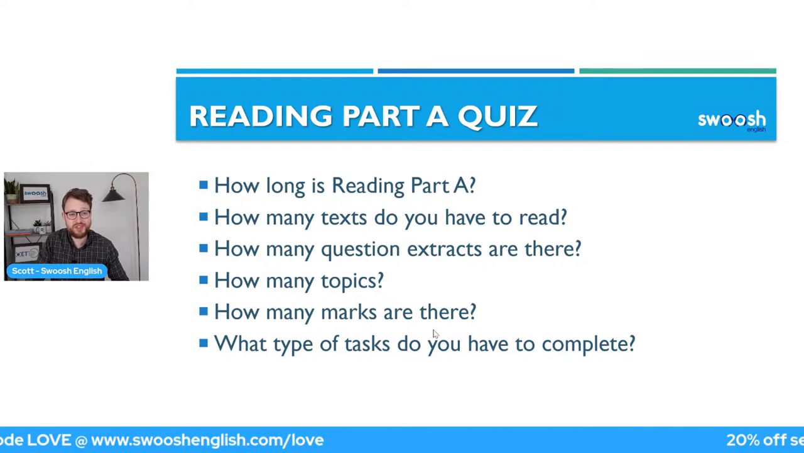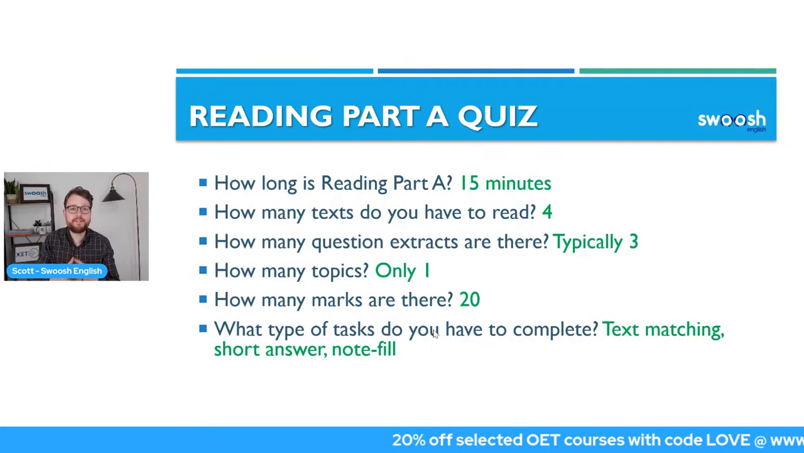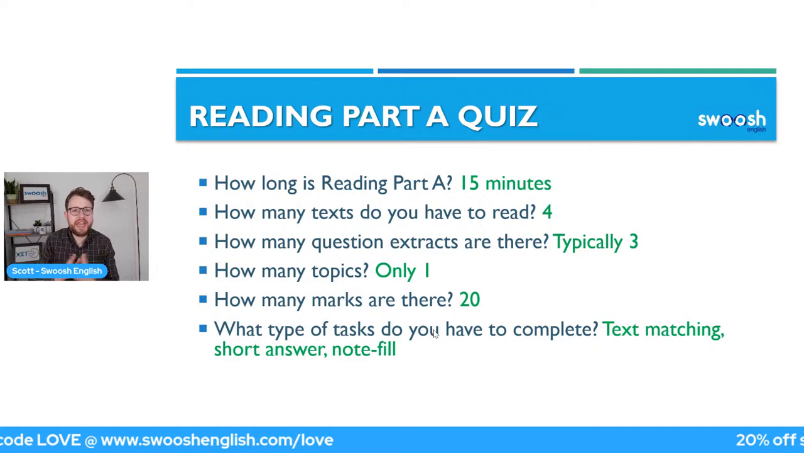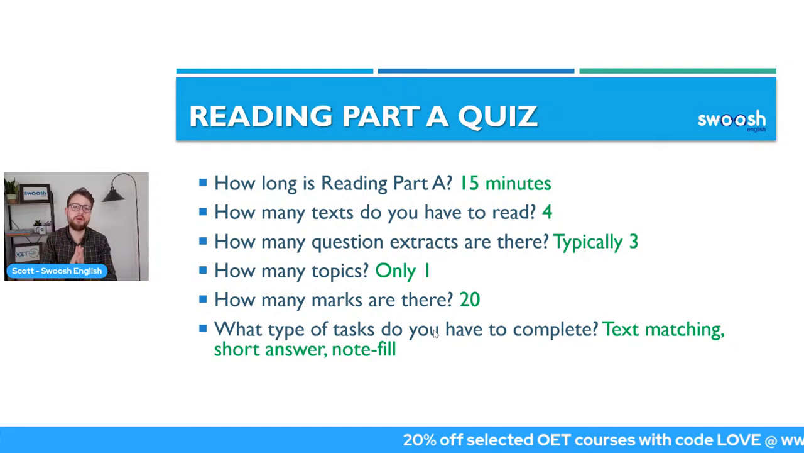So reading Part A, most of you I can see are correct. It is 15 minutes long. So 15 minutes is spent in reading Part A. It is separate to reading Part B and reading Part C, which are separate booklets. So you don't really have to worry about time management in relation to the other sections, but it's still important to manage your time for reading Part A. Now, answer number two, how many texts do you have to read?